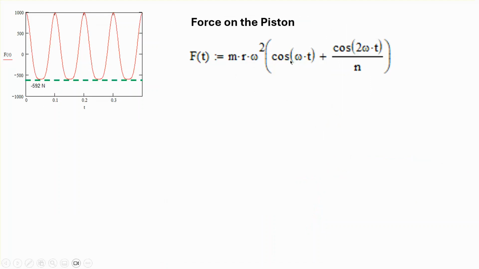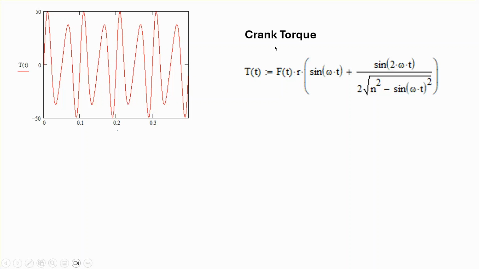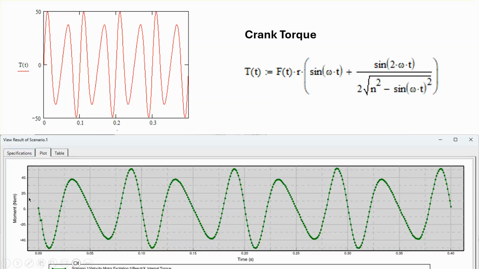The force on the piston I already showed you, which is this. If you run it with 3D Experience, you're going to get exactly the same thing. Notice that there's 1,000 here. There is roughly minus 592 down there, and it mimics the behavior that you see here. If you look at the torque due to the motion, this is the formula that you see in textbooks, and this is what you get out of 3D Experience, and pretty much they match. Notice that it goes between 50 and minus 50, with these other peaks at roughly 40-ish.